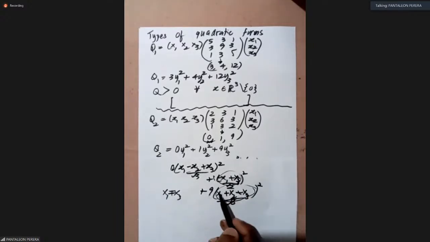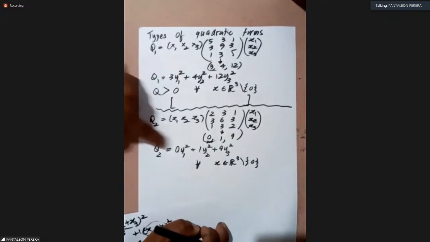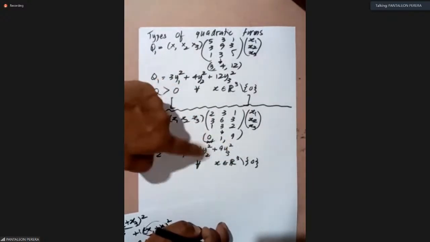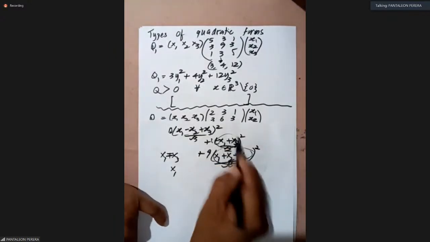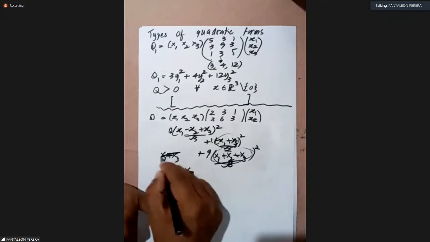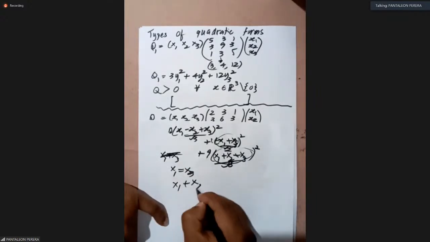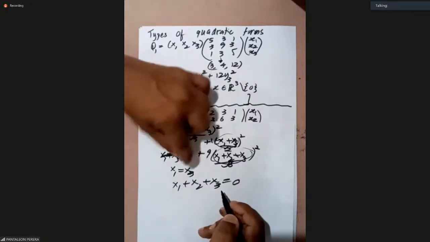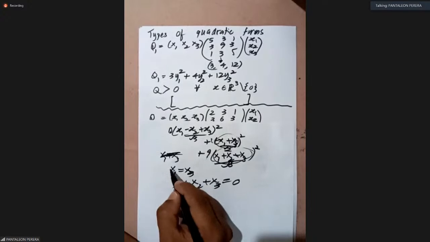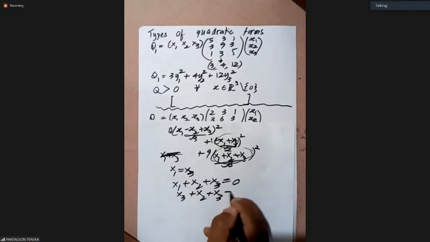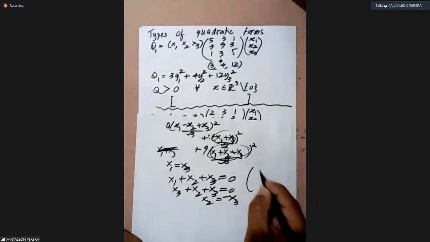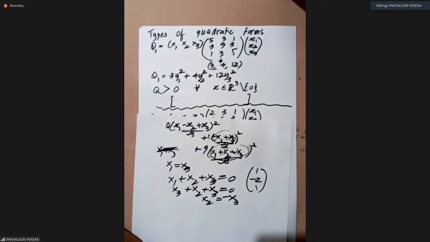Then this is 0. Look, x1 cannot be negative. Huh? This cannot be negative. But this can be 0. Why? What happens if y2 and y3 are equal to 0? This is equal to 0 when x1 is equal to x3. This is equal to 0 when x1 plus x2 plus x3 is equal to 0. Since x1 is equal to x3, x2 is minus x3. So if you take points like this, this quadratic form is 0.